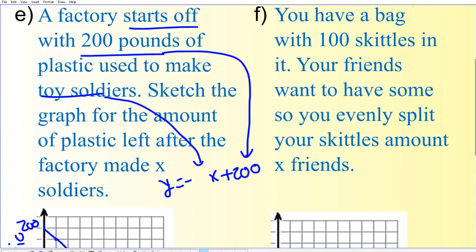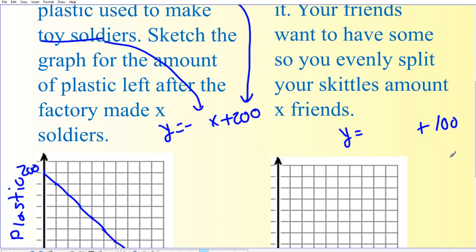Letter F. You have a bag with 100 Skittles in it. Okay? Again, in my head, I don't even know if this is linear or non-linear, but I'm just going to imagine I start with linear. I know that I'm starting with 100 Skittles. That sounds like my initial value. Your friends want to have some, so you evenly split your Skittles among X friends. Okay, so I'm taking this 100 Skittles, and I'm dividing it by however many friends I have.